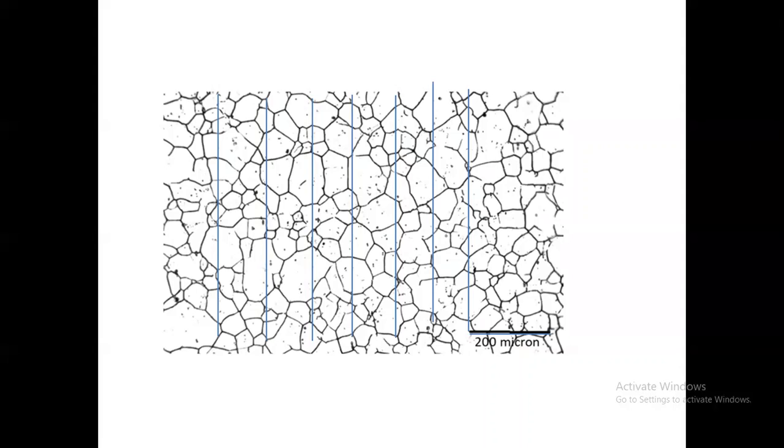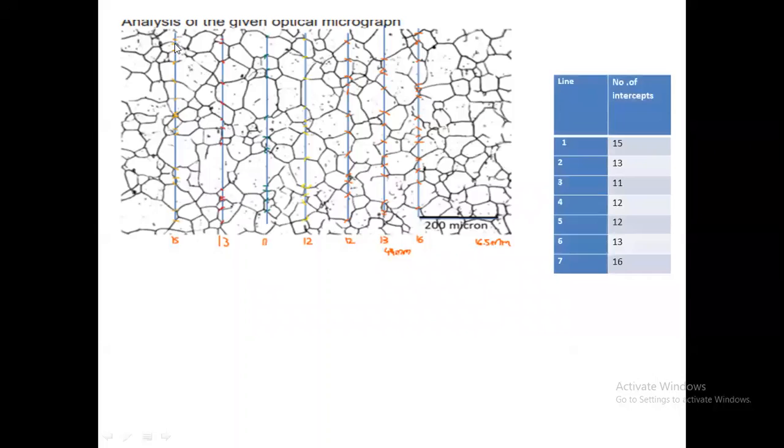We can see we had a set of lines drawn here: line 1, line 2, line 3, line 4, line 5, line 6, and line 7. When I found the number of intercepts for each line, line 1 has 15 intercepts, line 2 has 13 intercepts, line 3 has 11, line 4 has 12, line 5 has 12, line 6 has 13, and line 7 has 16 intercepts.